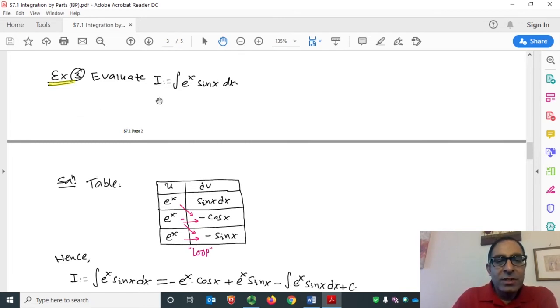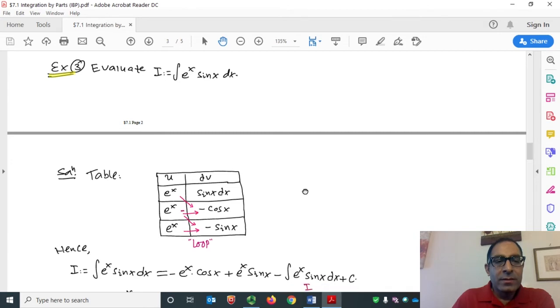Evaluate the integral of e to the x times sine x. So here the integrand function is a product of exponential times trigonometric functions. Great. So let's begin the solution. Make a table. Pick u equals e to the x and dv equals sine x dx. Under the u column, take the derivative of e to the x itself, e to the x. Take the integral under the dv column, the integral of sine x, which is negative cosine x.